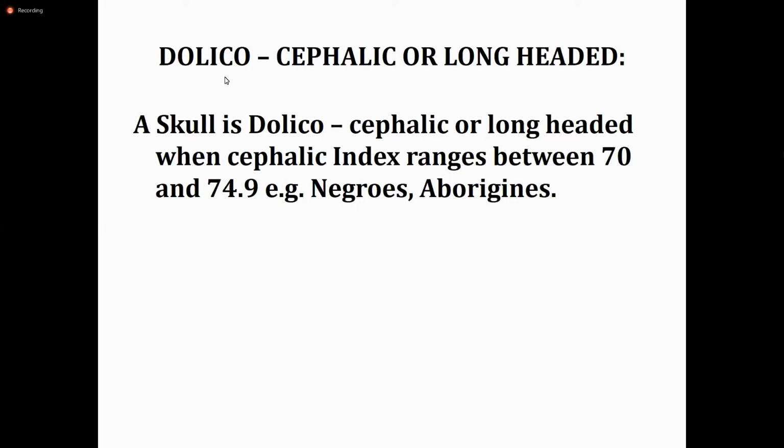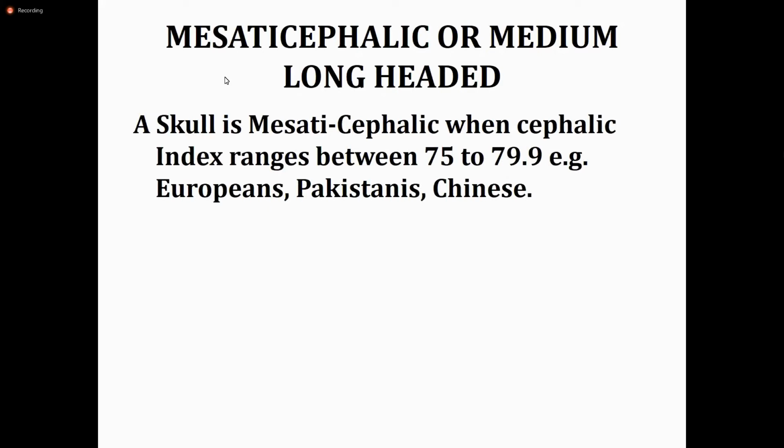A skull can be termed dolichocephalic, or long-headed, when the cephalic index ranges between 70 and 74.9. Examples of this are the Negroes or the Aborigines. The mesocephalic, or medium-headed, skull is one where the cephalic index ranges between 75 and 79.9. Examples are the Europeans. We Pakistanis also fall into this category, and the Chinese.